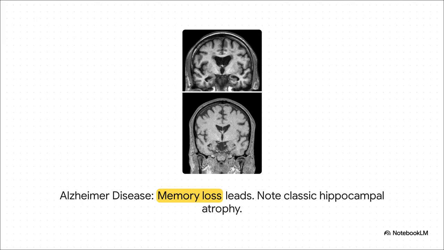First up, the big one, the most common cause of dementia, Alzheimer's disease. The classic story is that insidious worsening of short-term memory. And this MRI shows us exactly why. Look at that volume loss in the hippocampi. Those are the brain's memory centers. The anatomy just perfectly explains the main symptom.